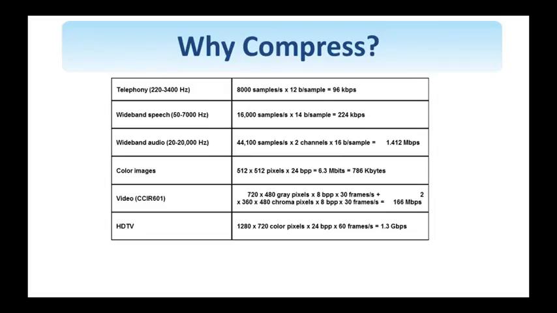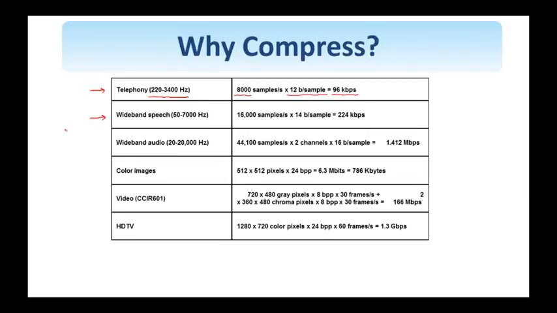A natural question is, why do we need to compress signals? An answer can be found by looking at the raw data generated by various sources, or the raw data utilized to represent various signals. So in this table there are some representative signals. For example, if we look at telephony applications, the speech signal there occupies this bandwidth. We sample at twice at least the highest frequency in the signal, so we sample at 8 kilosamples per second. We use 12 bits per sample, and the raw rate is 96 kilobits per second.